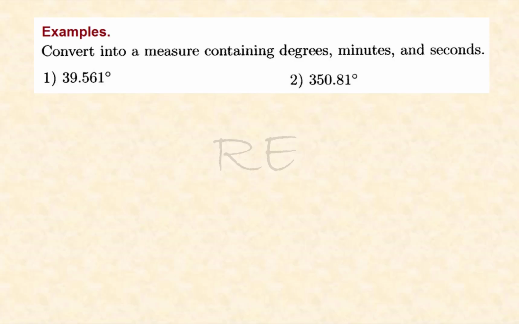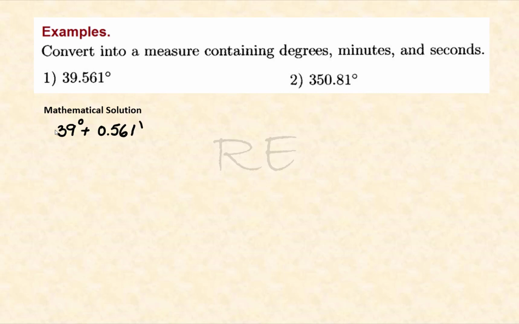Convert into a measure containing degrees, minutes, and seconds. Mathematical solution. 39.561 degrees. We're going to keep the whole number. It'll become 39 degrees. And then we're going to add the conversion to it.